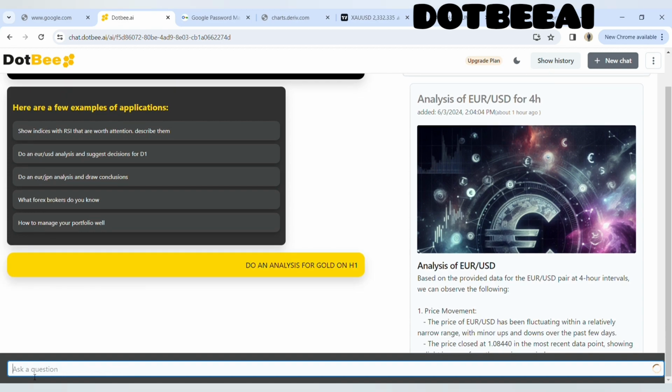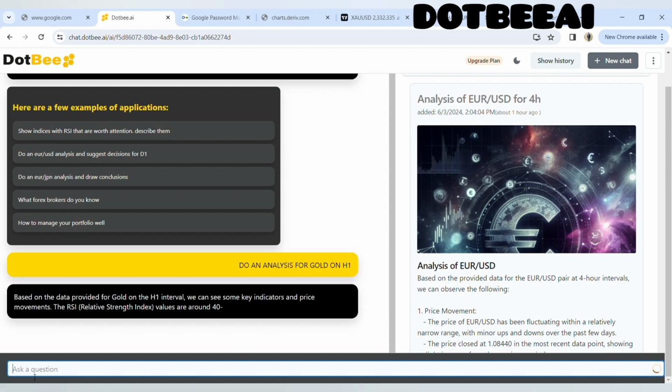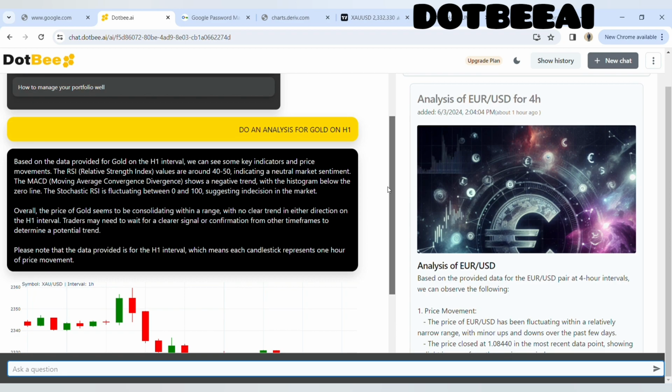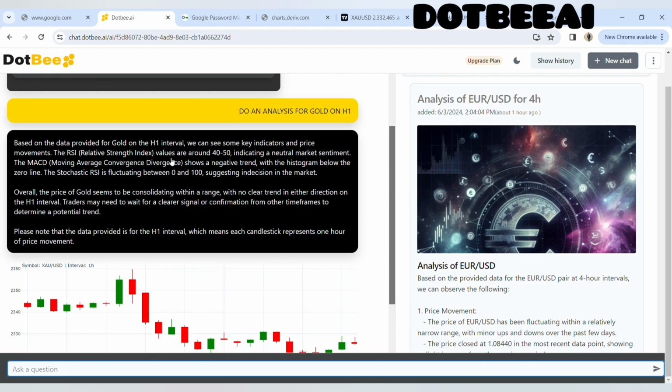So guys, as you can see, within seconds the analysis is out. The results are out. This chatbot is telling you price using the relative strength index and moving average convergence divergence. Price is showing a neutral market sentiment, that is, price is ranging.